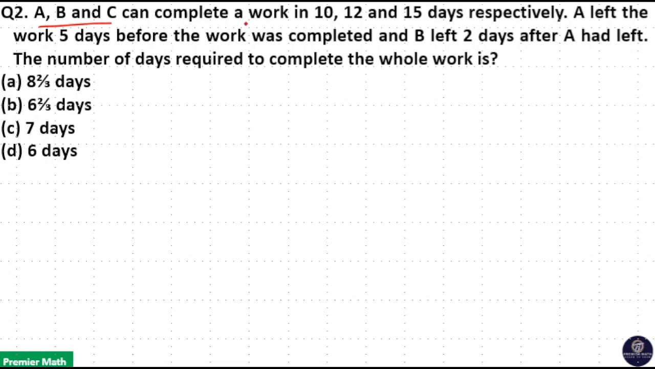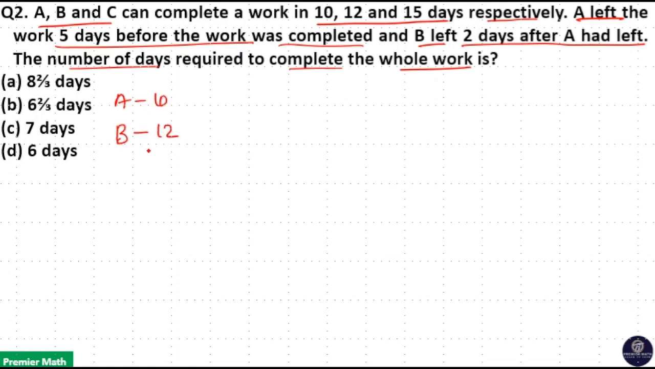A, B and C can complete a work in 10, 12 and 15 days respectively. A left the work 5 days before the work was completed and B left 2 days after A had left. The number of days required to complete the whole work is? Here A can complete a work in 10 days, B can complete the same work in 12 days and C can complete it in 15 days.